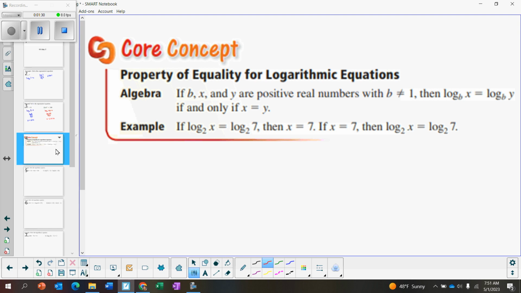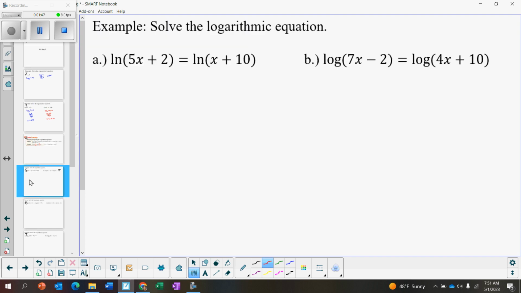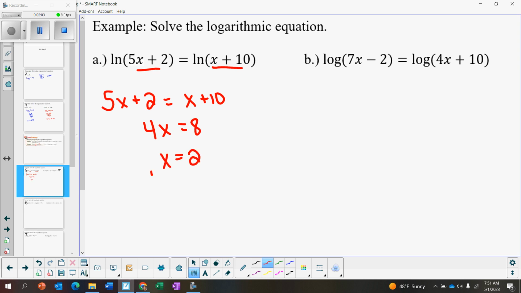So here we have the property of equality for logarithmic equations. If I have two logs, both with the same base, then I can set those parts equal. So log base 2 of x equals log base 2 of 7. That means x has to be 7. So in part A, I have the natural log of 5x plus 2 equals the natural log of x plus 10. So I can take 5x plus 2 and set it equal to x plus 10. So that's going to be 4x equals 8, divided by 4, x equals 2.